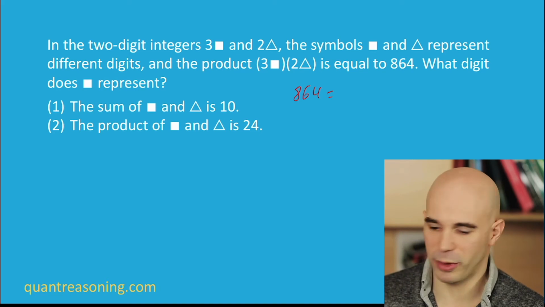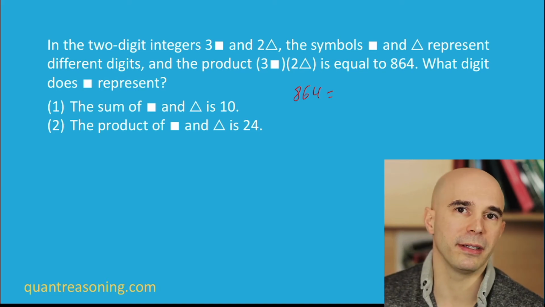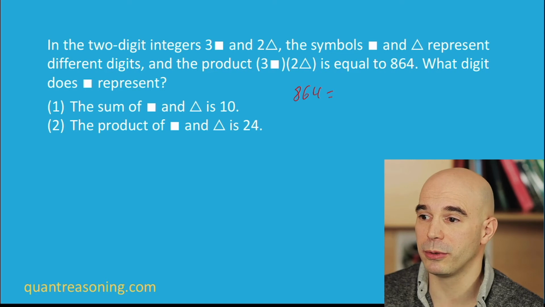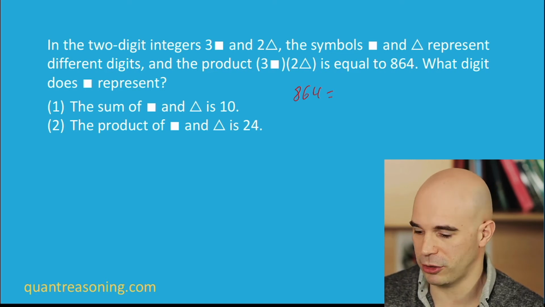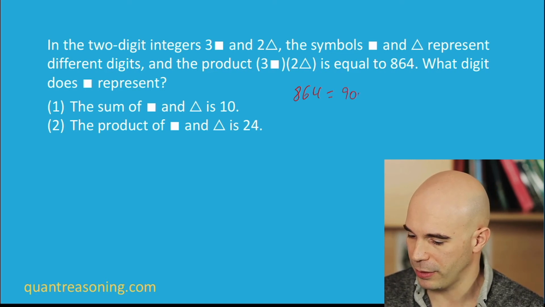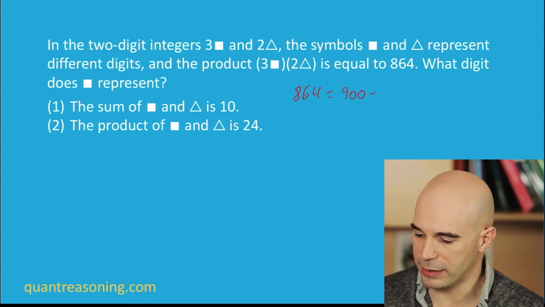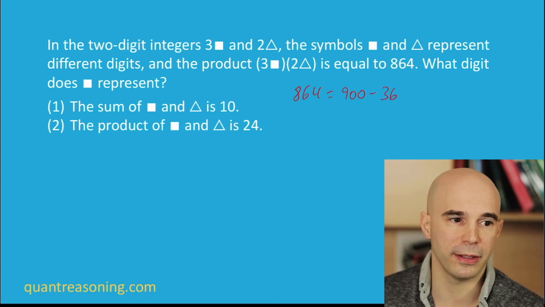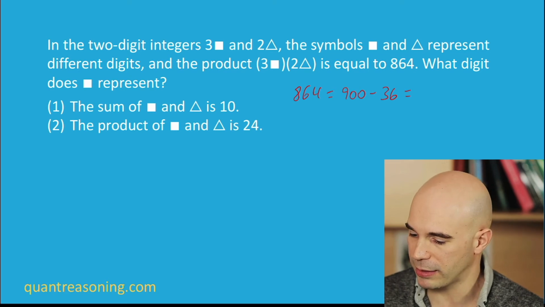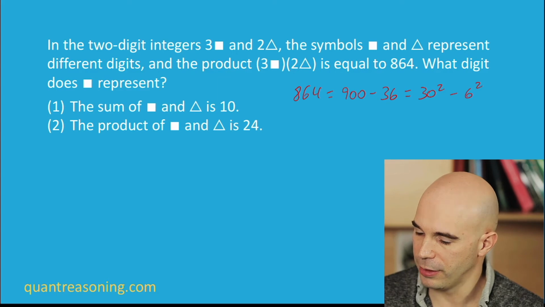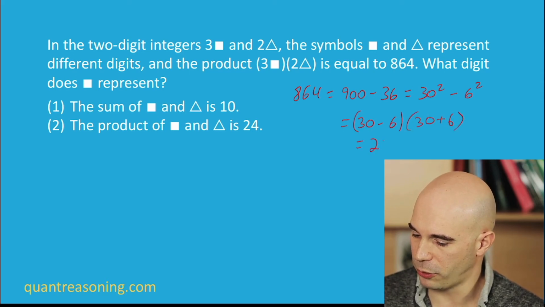And this is one of many reasons why I recommend not using long division. People who just use long division their whole life would never have a chance of noticing this. But people who use reasoning instead are much more likely to think of 864 as 900 minus 36, and then are much more likely to notice that that's 30 squared minus 6 squared, also known as 30 minus 6, 30 plus 6. So that's 24 and 36.